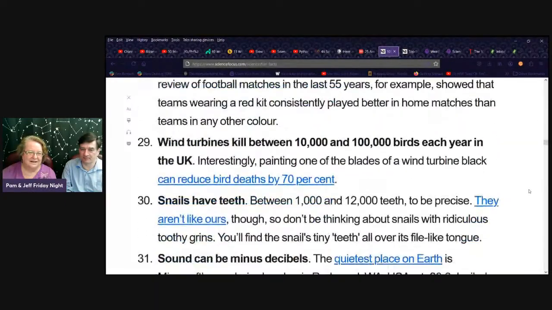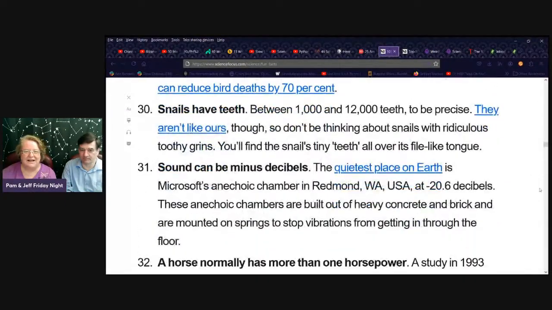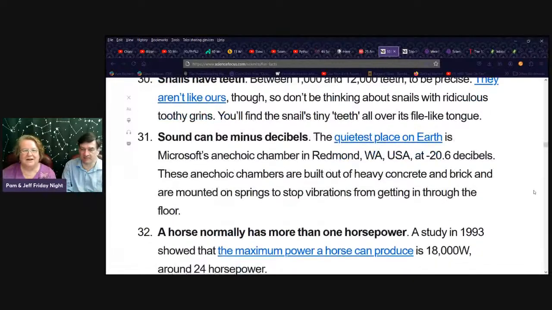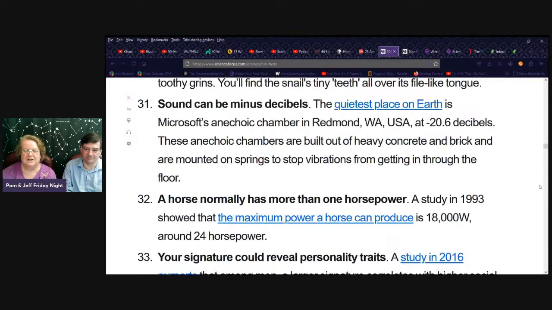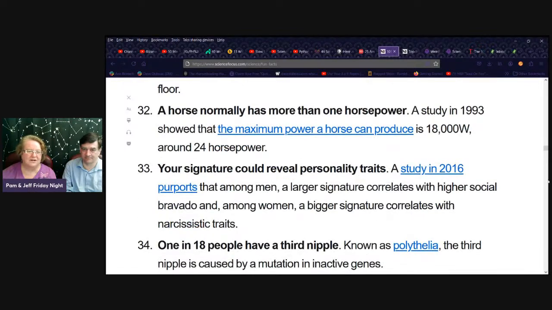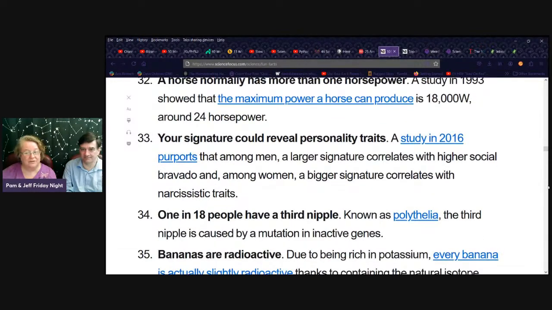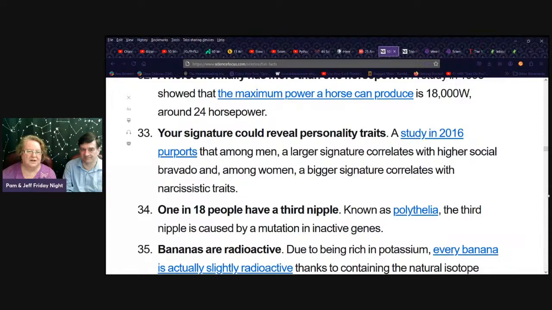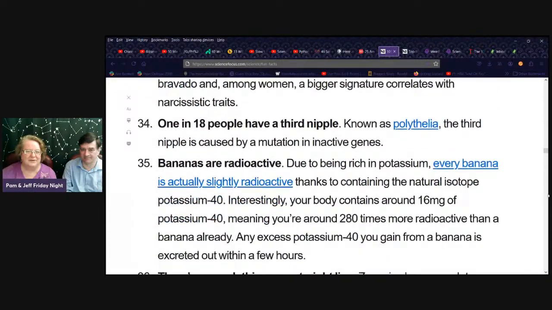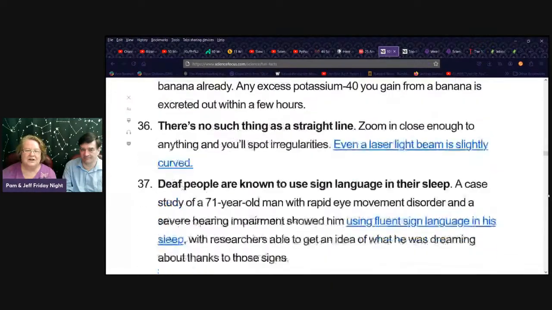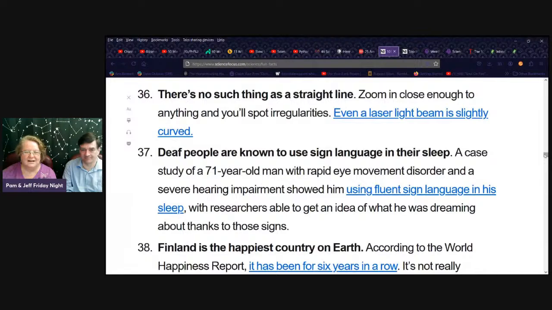Okay. Snails have teeth. Yay. Mm-hmm. Oh, this is that room. Microsoft's anechoic chamber is negative 20.6 decibels. So you can get minus decibels. Horses produce more than a horsepower. Mm-hmm. Signature can reveal personality traits. Yep. Okay. Bananas are radioactive. No such thing as a straight line.